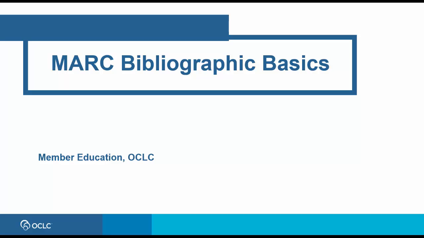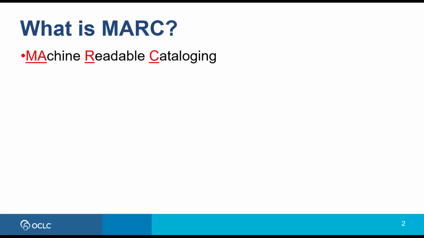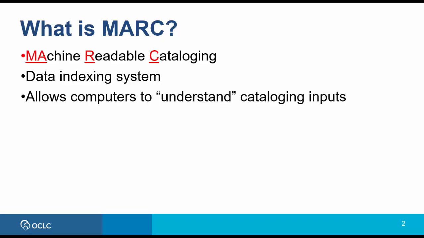This video is a very brief introduction to the MARC Bibliographic Format, just enough to help you determine which WorldCat records match the item you're cataloging and help you select the appropriate record. The acronym MARC stands for Machine Readable Cataloging. It's a data indexing system that allows computers to store and exchange and manipulate cataloging data created by humans.